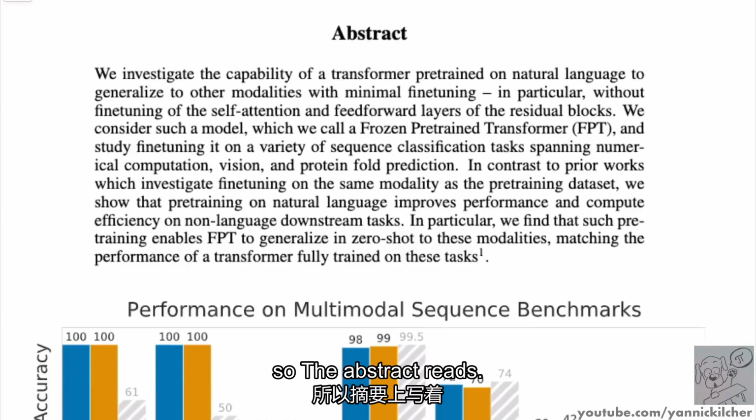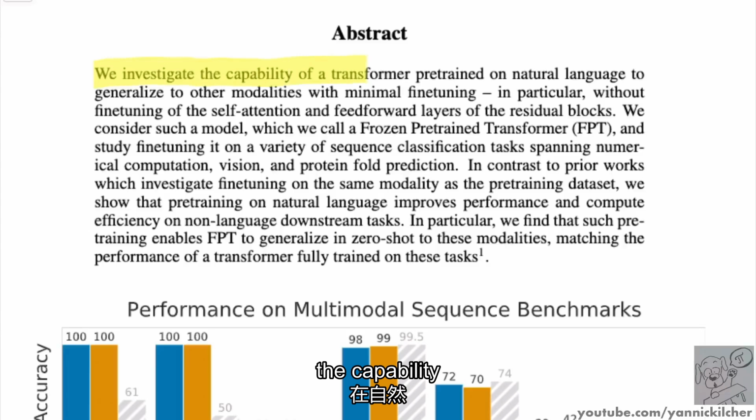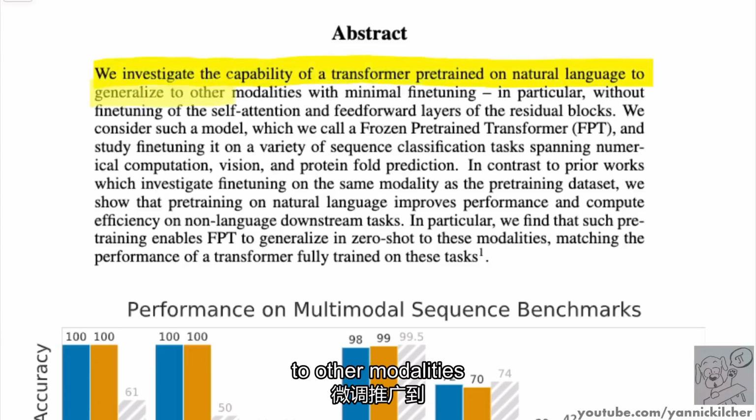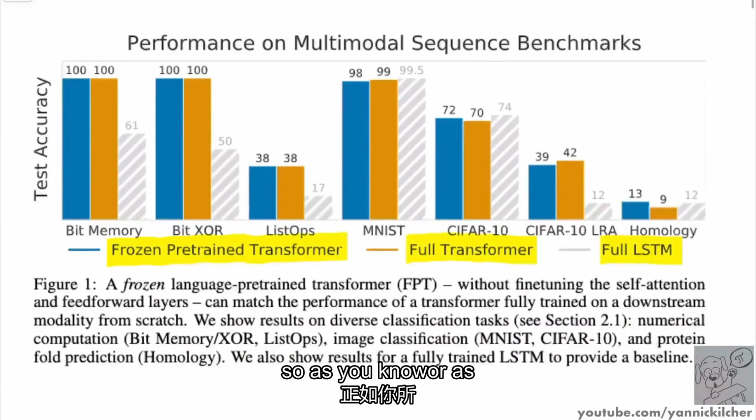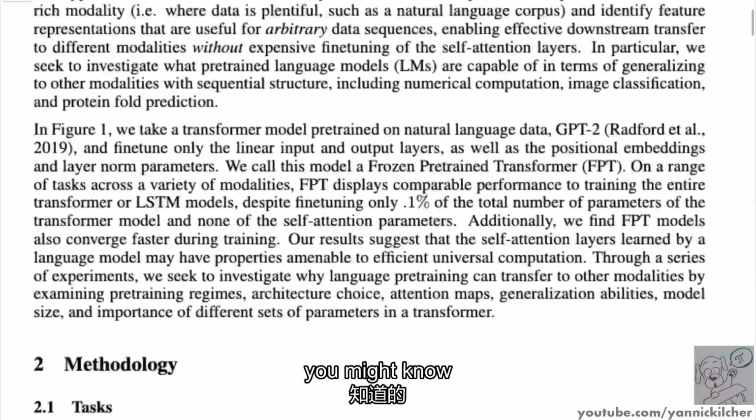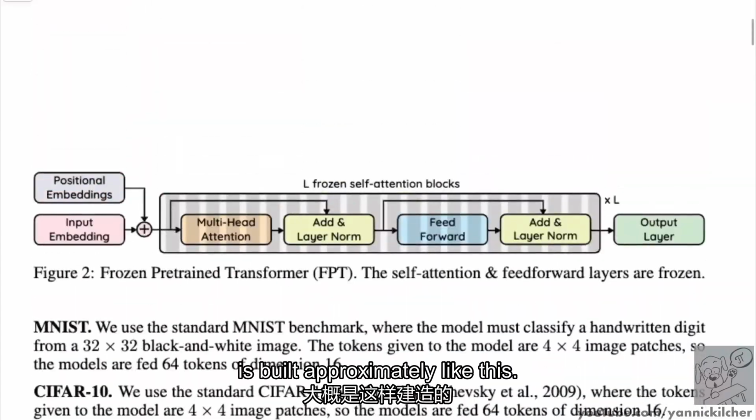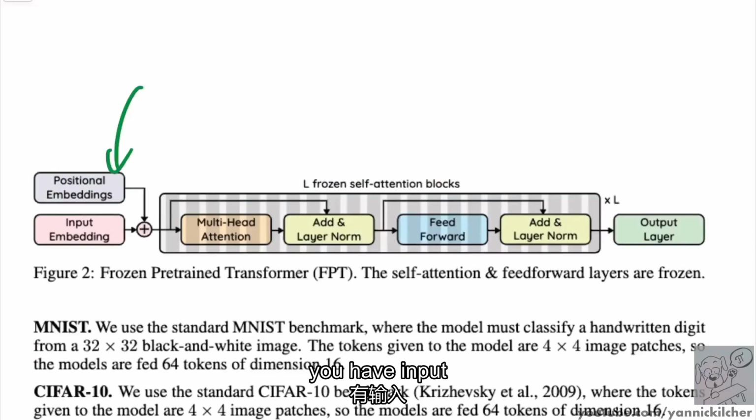All right, so the abstract reads, we investigate the capability of transformers pre-trained on natural language to generalize to other modalities with minimal fine-tuning. In particular, without fine-tuning of the self-attention and feed-forward layers of the residual blocks. So as you might know, a transformer is built approximately like this. What you have is the input, so you have the positional embeddings and the input embeddings.